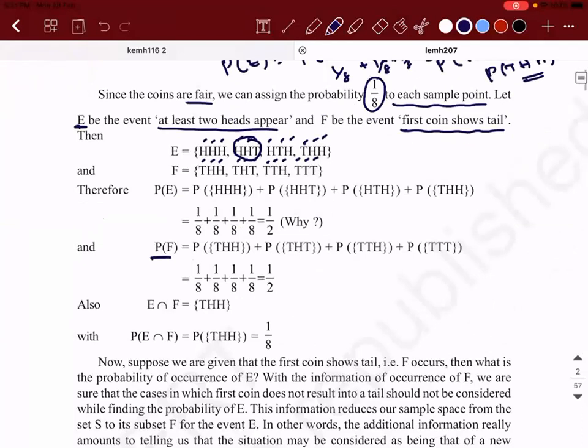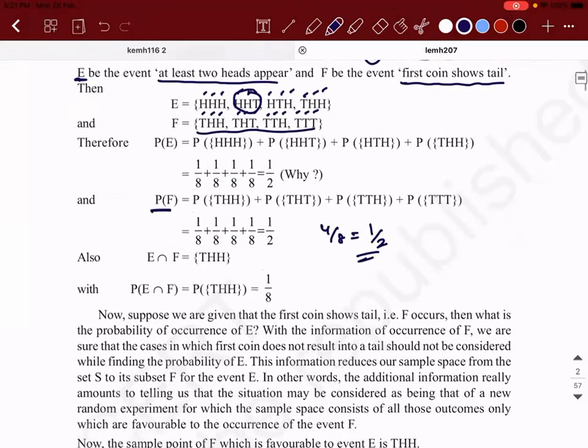Similarly, what is the probability of F? The first coin shows tail. So 4 outcomes are there out of the 8. So 4/8 is 1/2. Now, what is E intersection F?